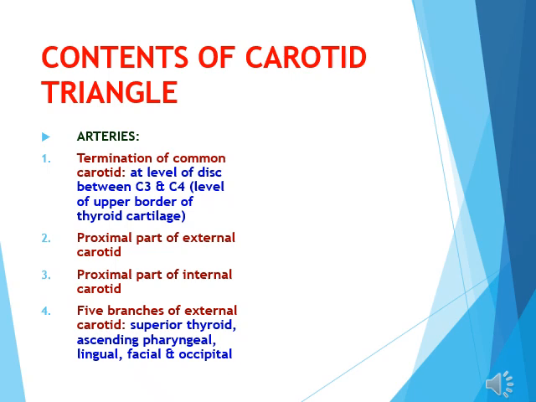So the proximal part of the external carotid, the anterior branch, supplies the face and neck, and the proximal part of the internal carotid, the posterior branch, ascends intracranially to supply the brain. So there are five branches of the external carotid.